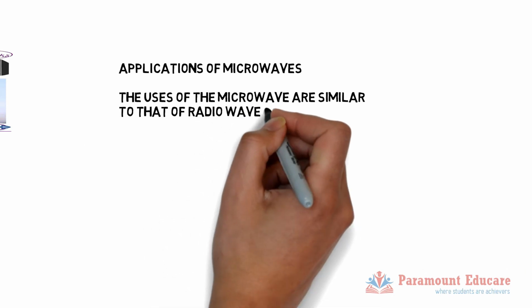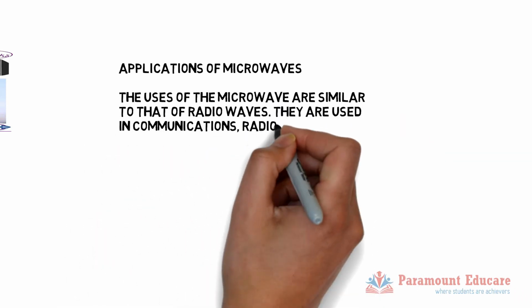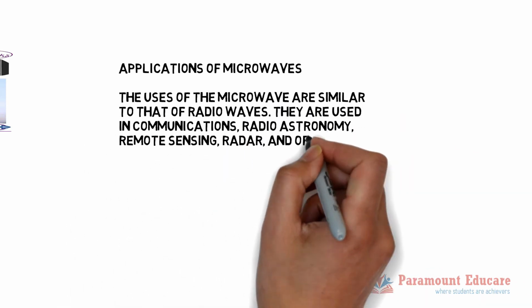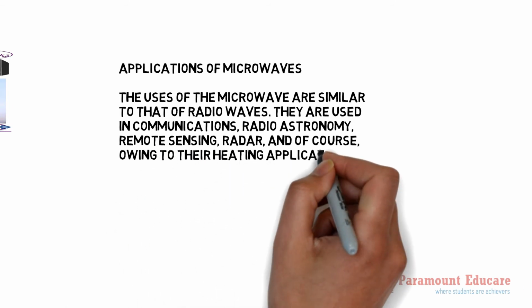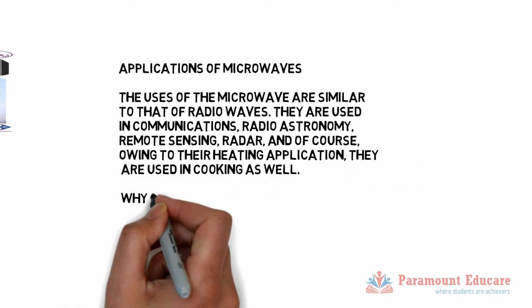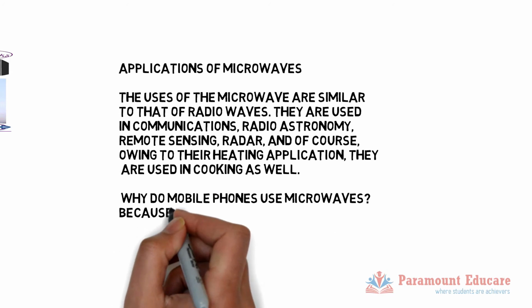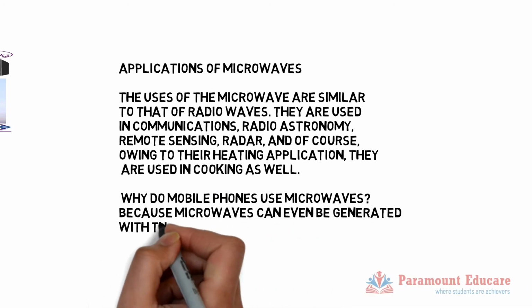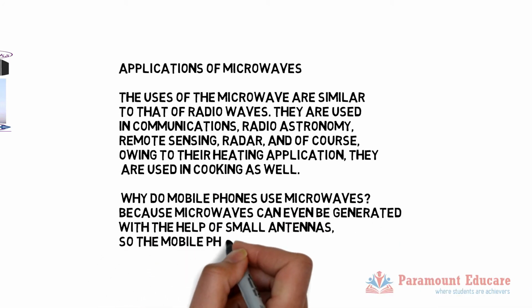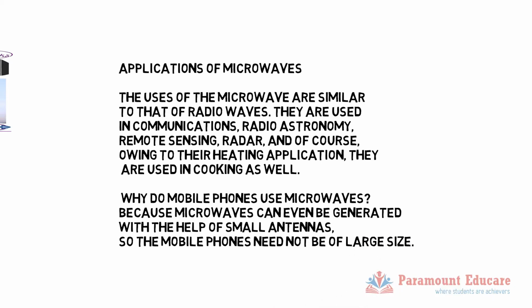Applications of microwaves. The uses of the microwave are similar to that of radio waves. They are used in communications, radio astronomy, remote sensing, radar, and of course, owing to their heating application, they are used in cooking as well. Why do mobile phones use microwaves? Because microwaves can even be generated with the help of small antennas, so the mobile phones need not be of large size.